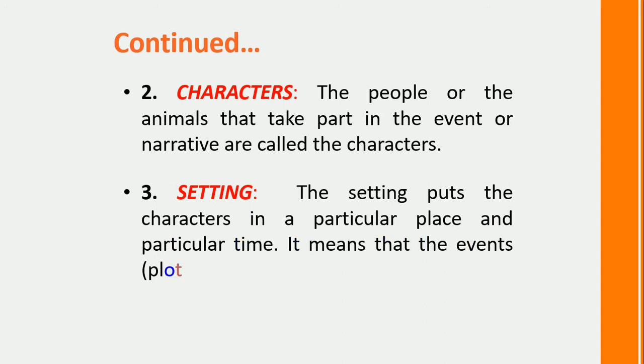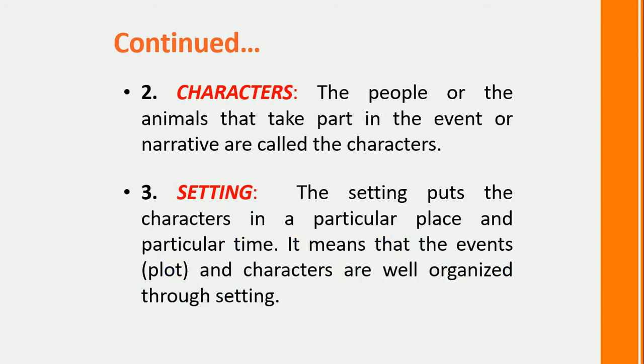Okay, and the third one is the setting. The setting puts the character in a particular place at a particular time. It means that the events and characters are well organized through the setting. Setting, in simple words, we say organization. In setting, we put the plot and the characters in the right order. I mean, there's a role, and that role is given to the proper character, and it's played in an organized way. We call that setting. So, in simple words, we organize the characters and plot by setting. And the third element of writing a narrative paragraph is setting. In setting, we organize the plot to the characters. That's how we do it.